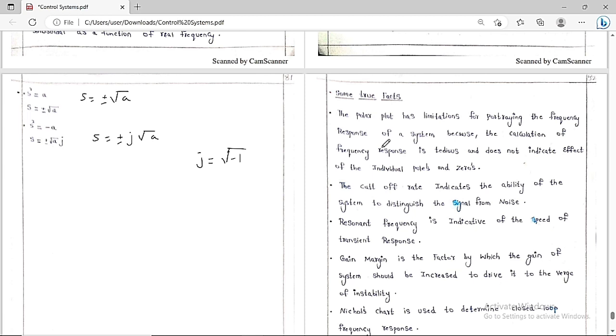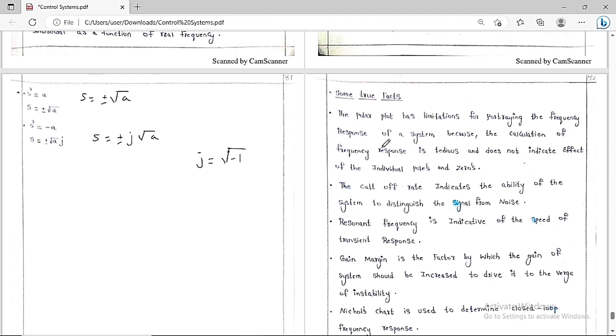The next point is the cutoff rate indicates the ability of the system to distinguish the signal from the noise. So basically with the help of cutoff rate, we are going to distinguish which is the noise and which is the actual signal. So in the case of low pass filter, any frequency below the cutoff frequency is a signal and any frequency above cutoff frequency is noise. Similarly for the high pass filter, any signal with a frequency lesser than cutoff frequency is the noise and any signal above the cutoff frequency is said to be signal.